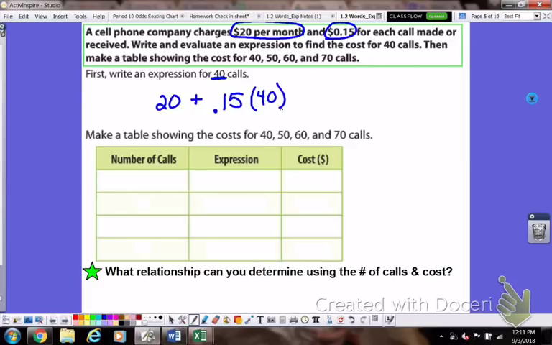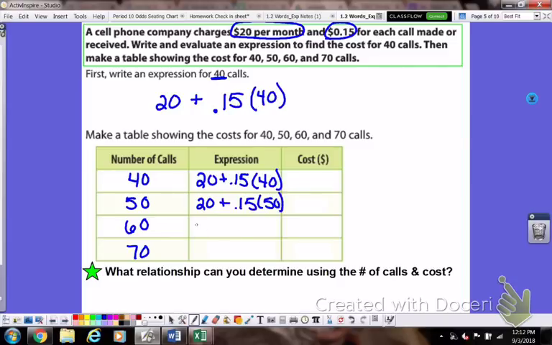Now on the second part, it asks for us to make a table and find the cost for 40 calls, 50 calls, 60 calls, and 70 calls. Well, we already know our expression for 40 calls. 20 plus 0.15 times 40. Now as we go down to each of these blocks, the only thing that's going to change is our number of calls. So 20 plus 0.15 times 50, 20 plus 0.15 times 60, and 20 plus 0.15 times 70.